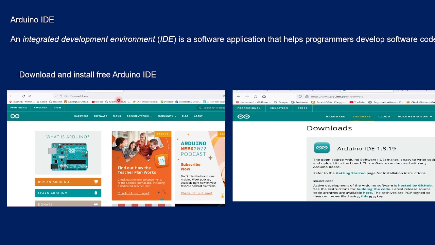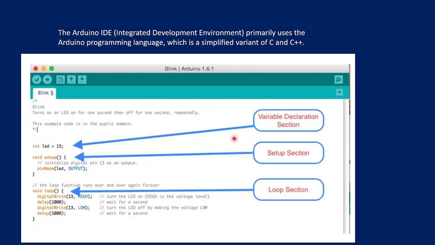Okay, so the Arduino IDE is a software we can download from this website. An IDE means an integrated development environment. It's a software application that helps programmers to develop software code. So we can download and install a free Arduino IDE from this website, and according to your system you can install it.